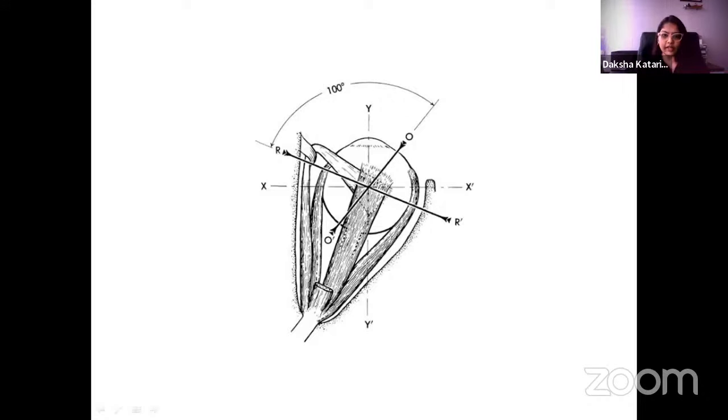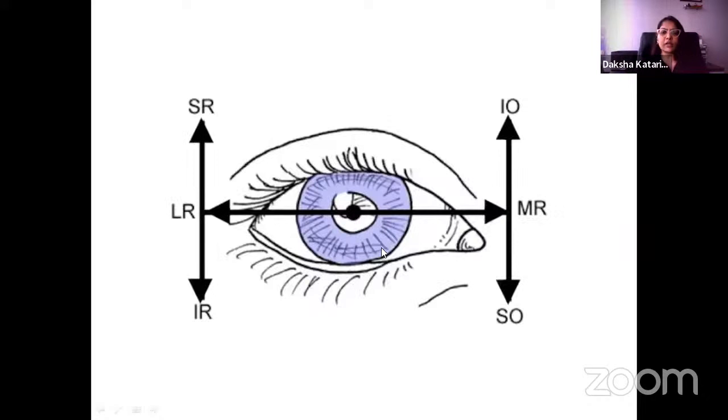Now, for example, this is the patient's right eye. When we do the H test, this is how we move it, like this, then like this. Why is it written SR here? Beyond 23 degrees, or even beyond 10 to 15 degrees, when you move the eye, you are actually seeing the actual elevator of the eye, which is the superior rectus.